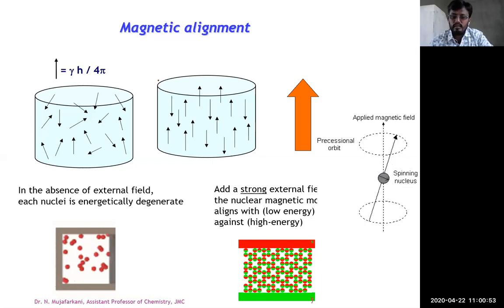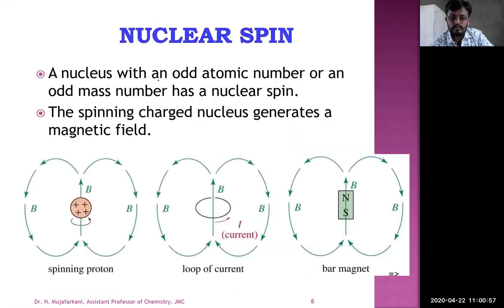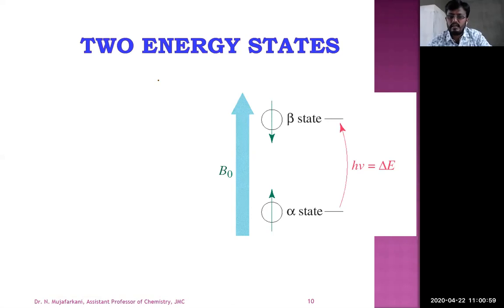Here, you know that this is an energy level. The energy level will be split into a higher energy level and a lower energy level. When there is no applied magnetic field, it is degenerate. When applying the magnetic field, the energy level will be split into a higher energy level and a lower energy level.